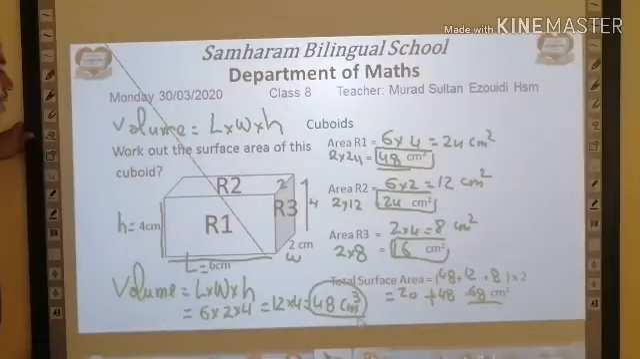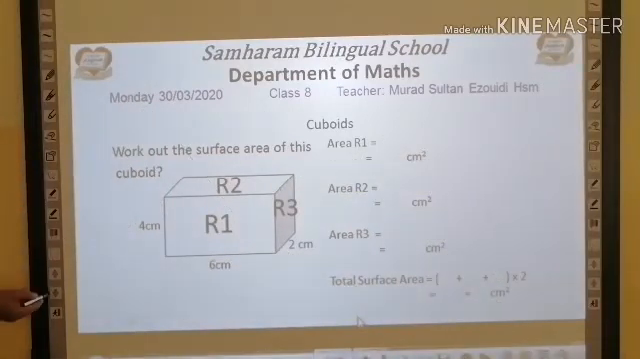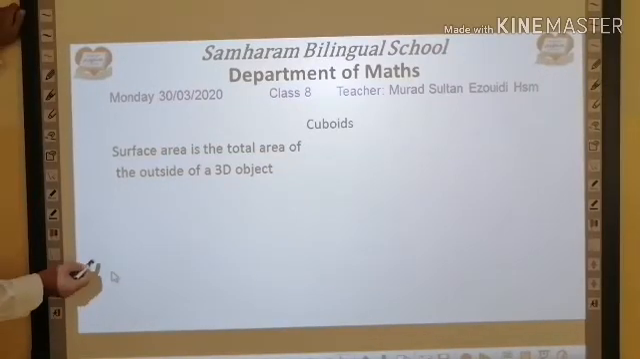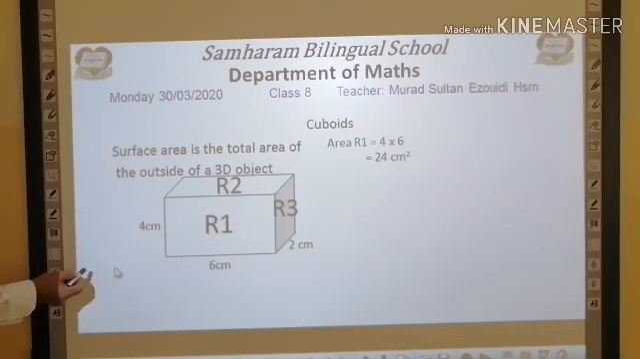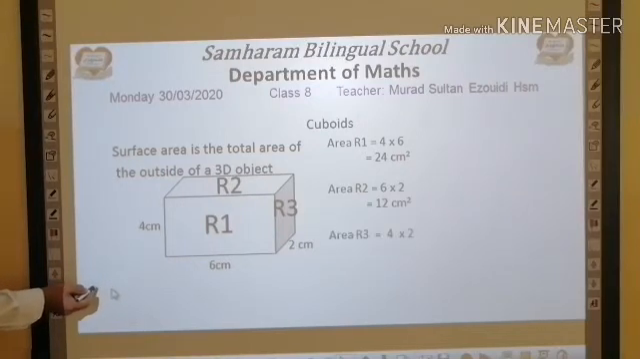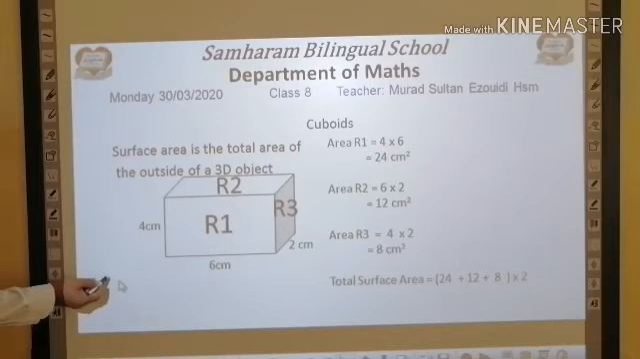Okay. The next example. Here we have the example. It says the area of the first is 24. The second one is 6 by 2, 12. Then 4 by 2 is 8.